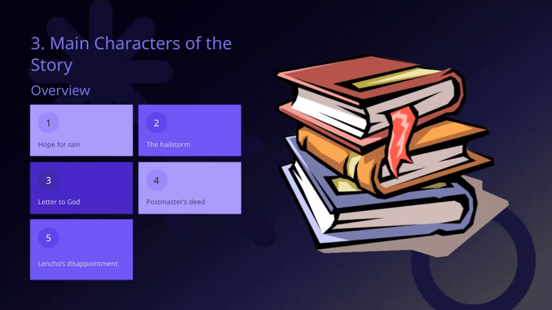Now, let's turn our attention to Lencho's disappointment. After the devastating hailstorm, Lencho was hopeful that his crops would recover, but as the situation worsened, his hope started to fade. His faith in divine help was strong, yet he was also painfully aware of the harsh reality he faced. This disappointment highlights the emotional core of the story, how hope and despair often coexist in challenging times.